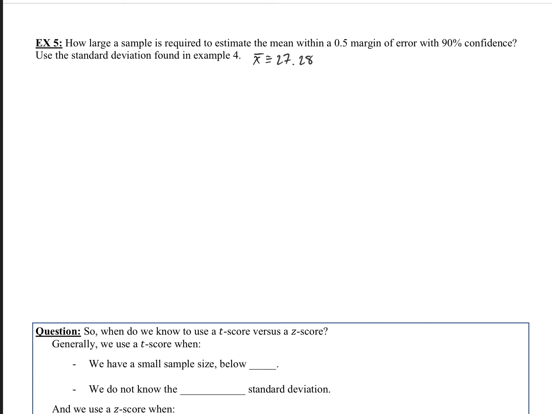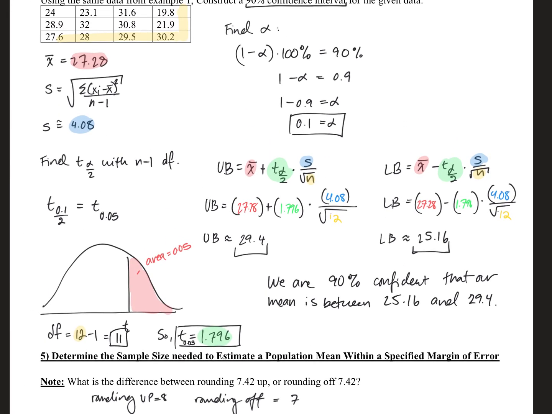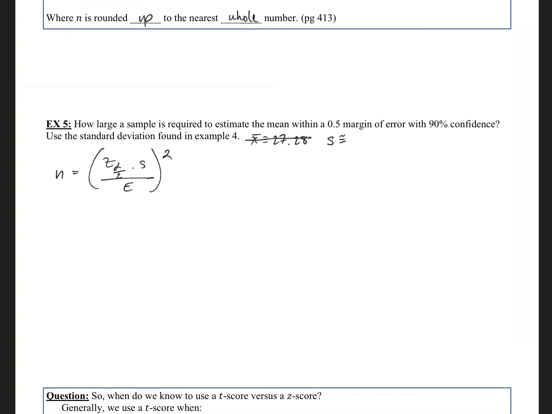Okay, so we're going to go ahead and use our formula. So let's write that down. N is going to equal z of alpha divided by 2 times standard deviation divided by E, squared. Actually, I wrote down the sample mean, but we need to use the standard deviation. We don't need this. We need standard deviation, which was, let's go back and check on that, 4.08. Okay, so we have the standard deviation. Let's go ahead and color code that.